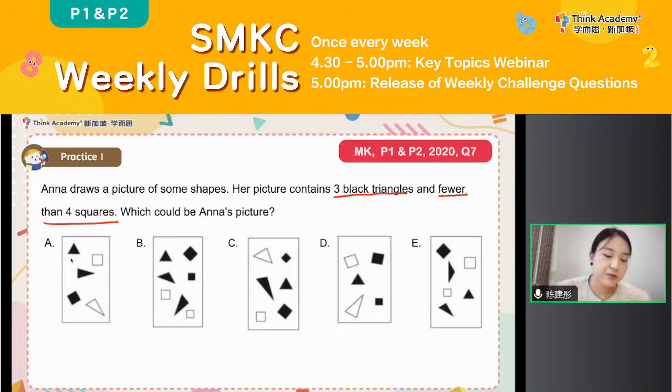Option A, do we have 3 black triangles? 1, 2. Is this 3 black triangles? No, definitely not, right? So this one we cancel. And then how about the B?